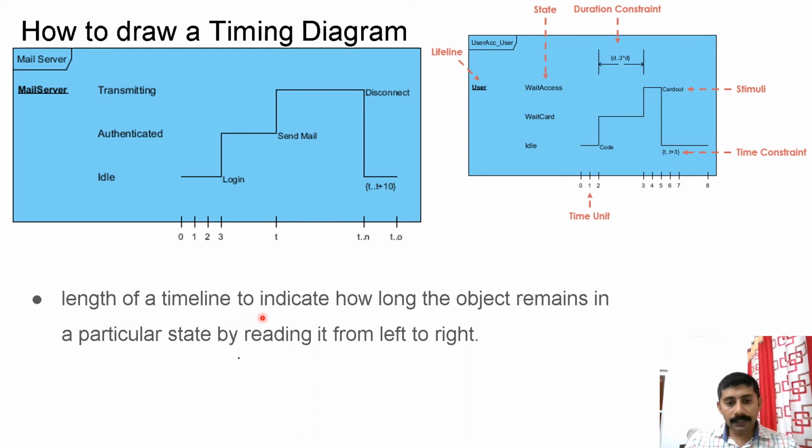The length of a timeline indicates how long the object remains in a particular state, by reading it from left to right. So you have to read it from left to right. This gives you the time duration, and that is represented as a duration constraint. Here you can mention the duration constraint. So see, this is a time constraint. Here you will mention the event which is causing the transition, that is called stimuli.